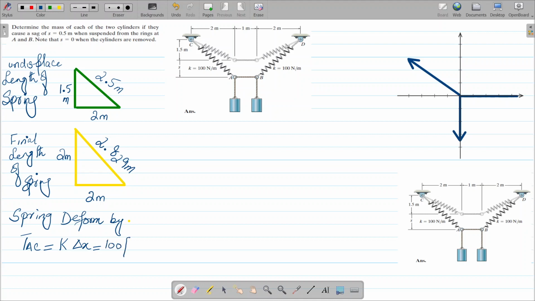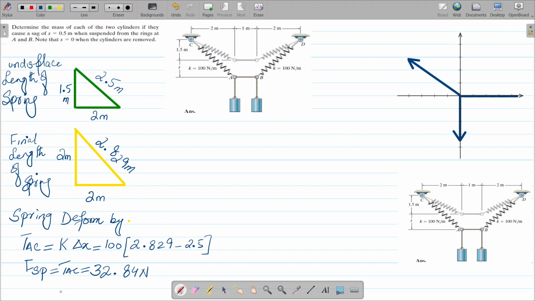What will be the deflection? What will be the final length we have calculated of the hypotenuse of the spring? 2.829. And what will be the initial length of the hypotenuse? It will be 2.5. So we can get the spring force, which is nothing but T_AC, equal to, after calculation, 32.84 Newton. So now we have got this spring force as 32.84 Newton.